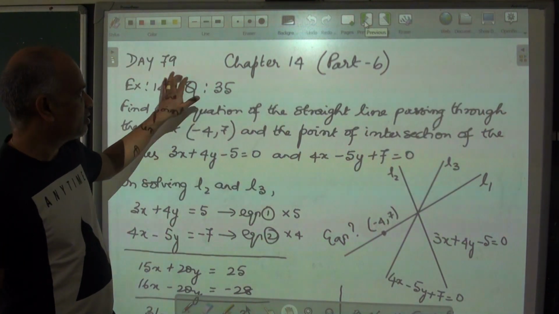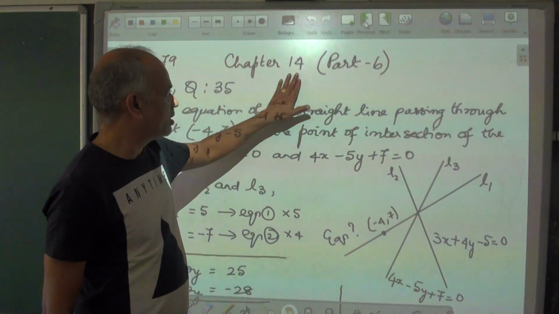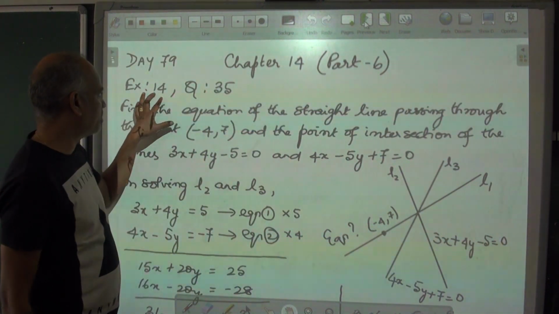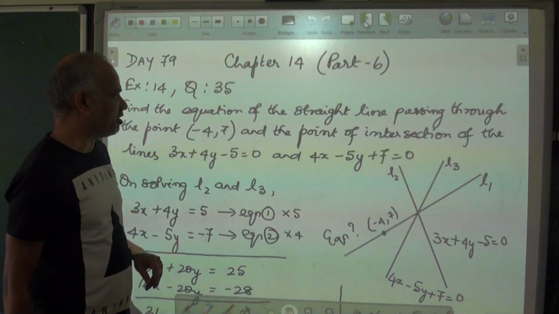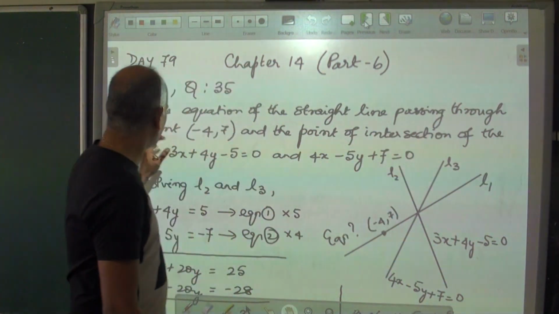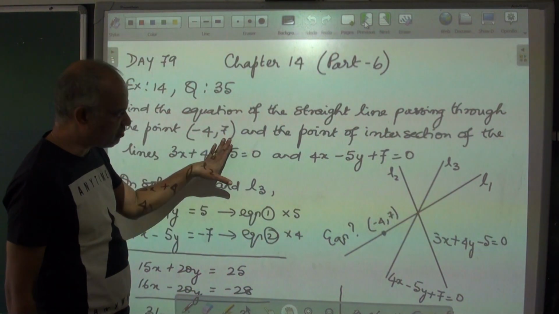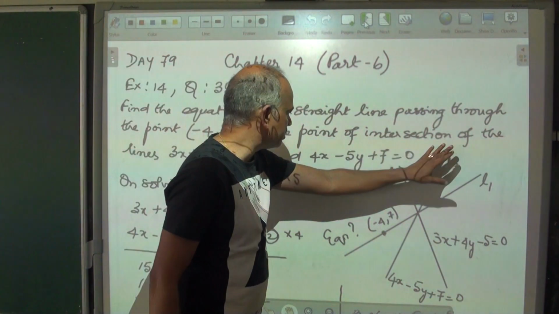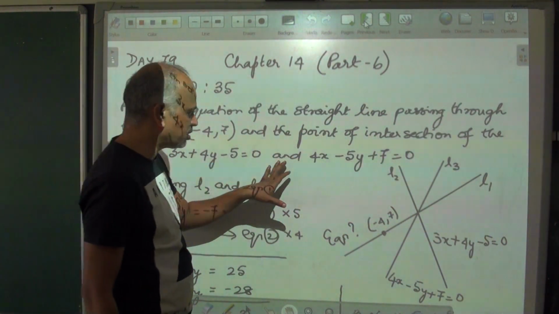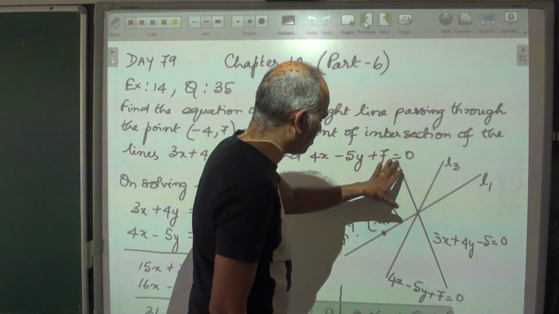This is day 79 of the same chapter, chapter 14. This is the last part, part 6. Exercise 14, question number 35. Find the equation of the straight line passing through the point minus 4, 7 and the point of intersection of lines 3x plus 4y minus 5 is equal to 0 and 4x minus 5y plus 7 is equal to 0.